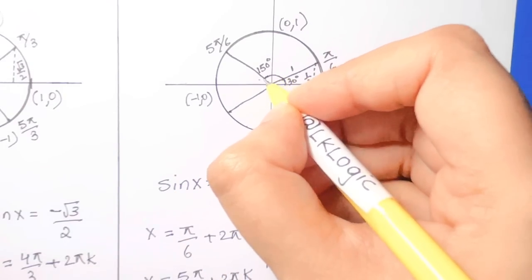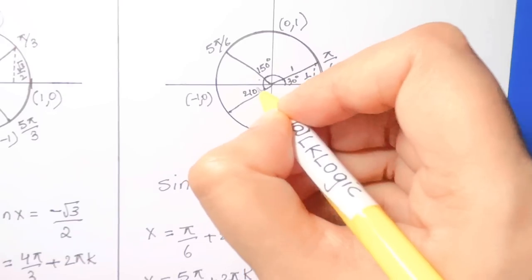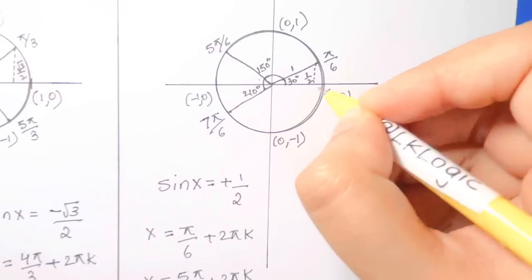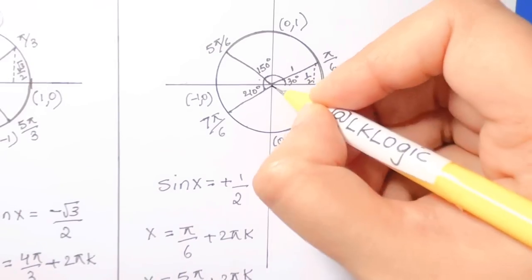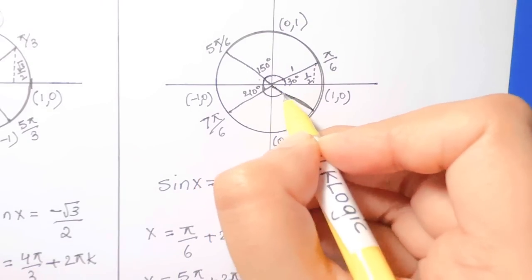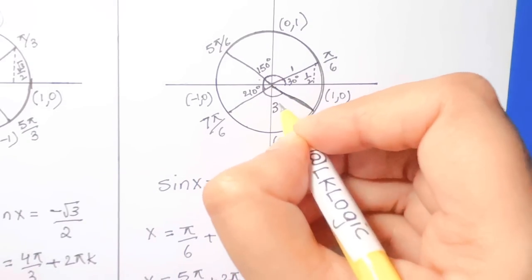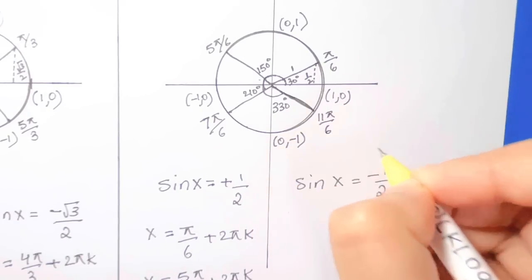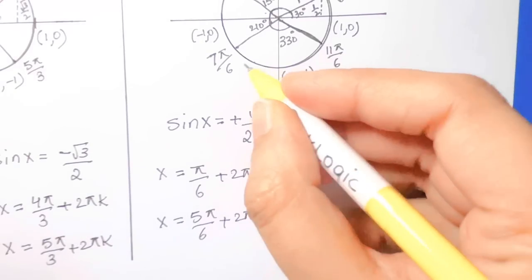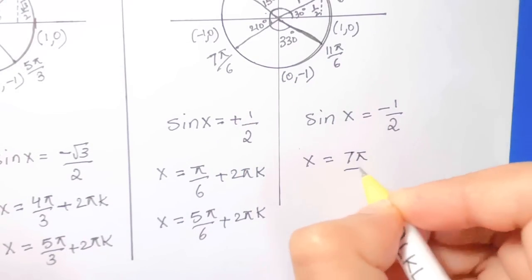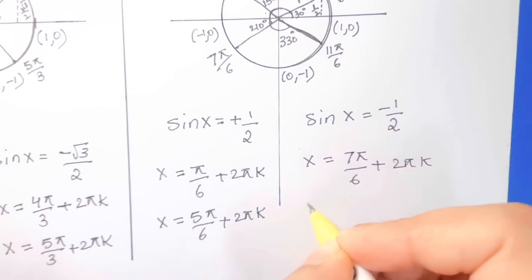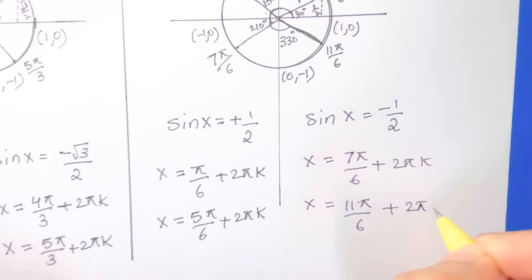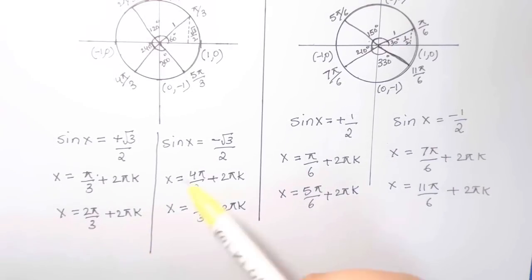So we have 180 plus 30 degrees, that is 210 degrees, and in radians it is 7π/6. Now the next angle is 360 minus 30, that will be 330 degrees, and in radians it is 11π/6. So x is equal to 7π/6 plus 2π constant, and x is equal to 11π/6 plus 2π constant. So as you can see, we have got all the values of x here.